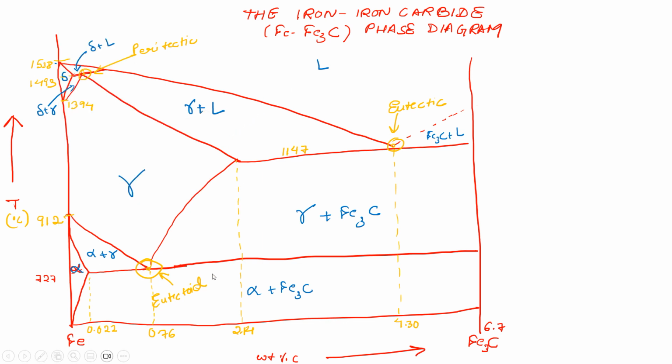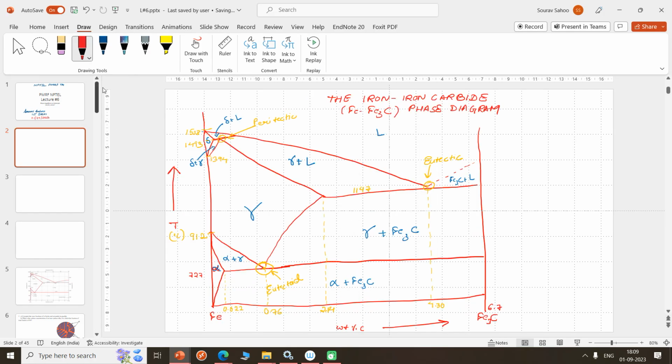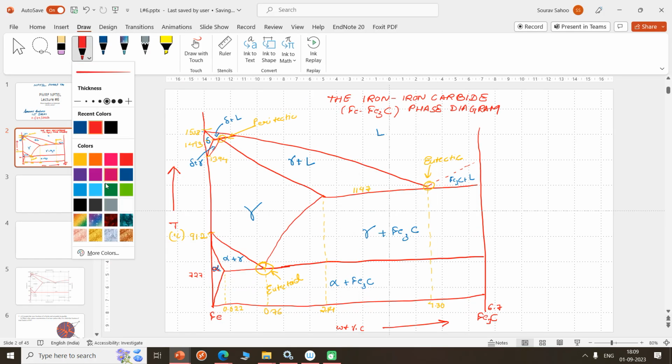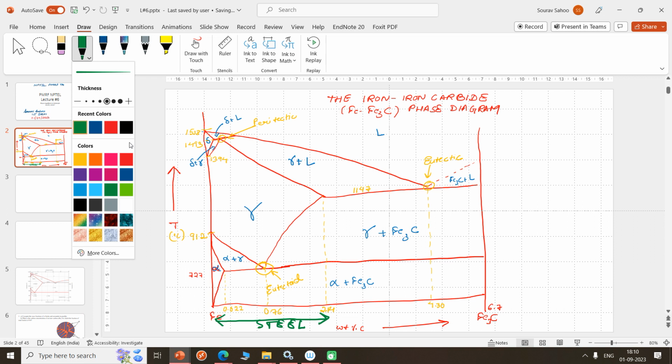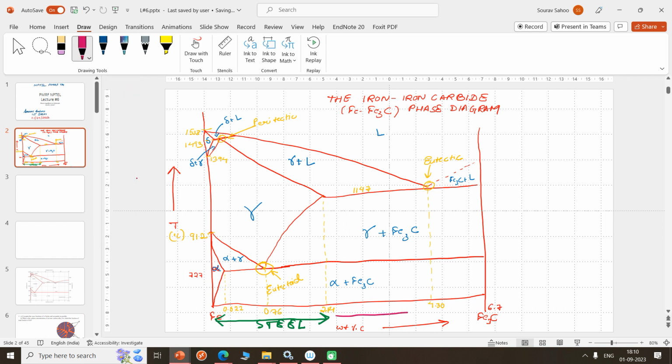Okay, so all the compositions whose weight percentage is less than 2.14. So this region, you can just write it here somewhere. Yeah. So these are what we call steel. All forms of steel lie in this region, while this region is called cast iron.